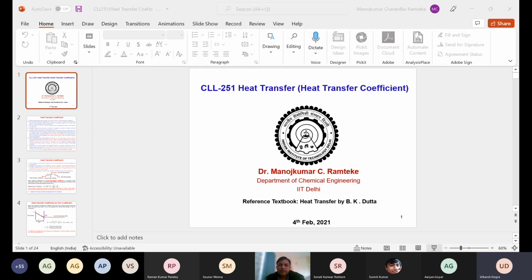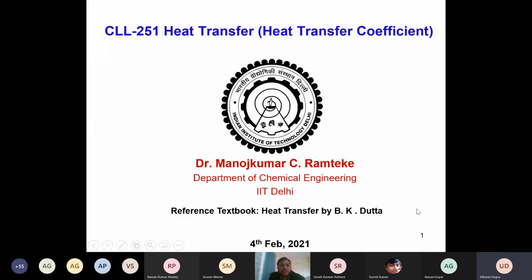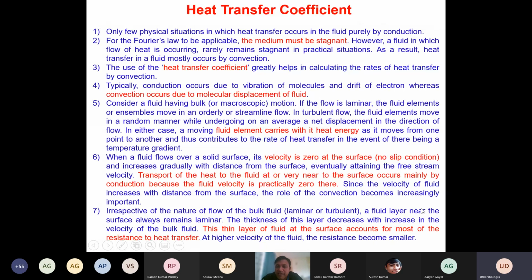So in the last class, we started looking at the concept of heat transfer coefficient. Just to summarize, whenever there is heat transfer taking place in a fluid, the fluid rarely remains stagnant. And for conduction, we require a medium to be in a stagnant condition, isn't it?